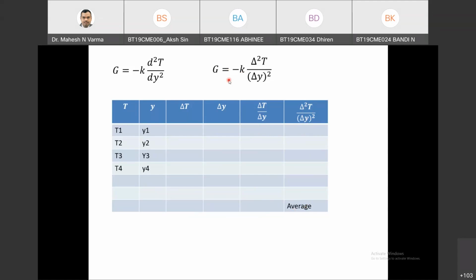Everybody got this? How we are solving this discrete differential, in fact not differential, double differential.